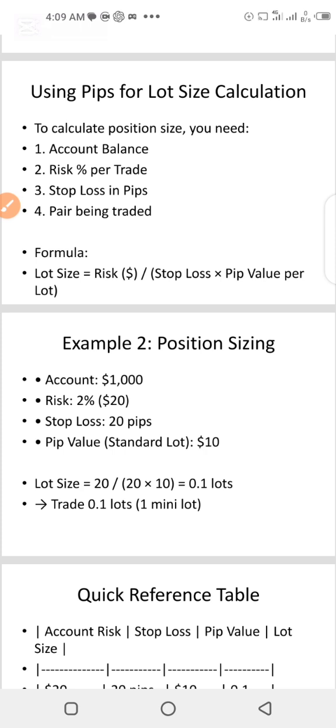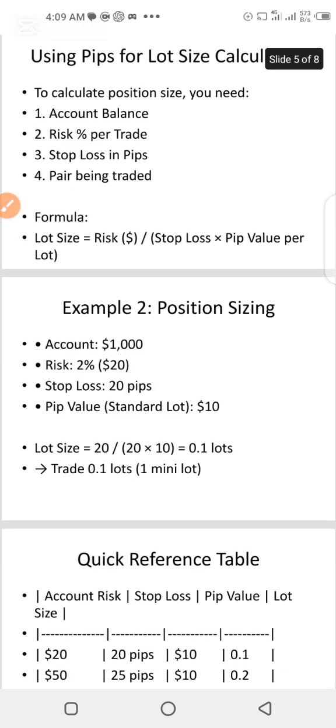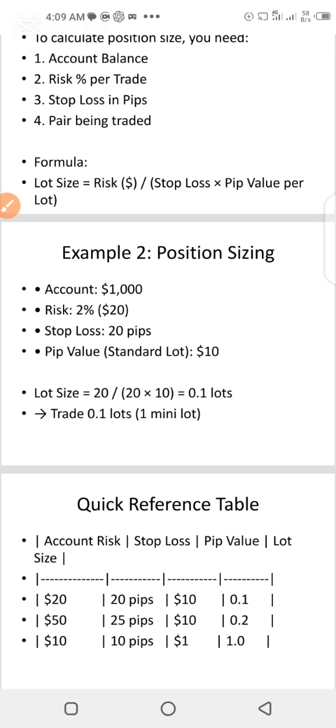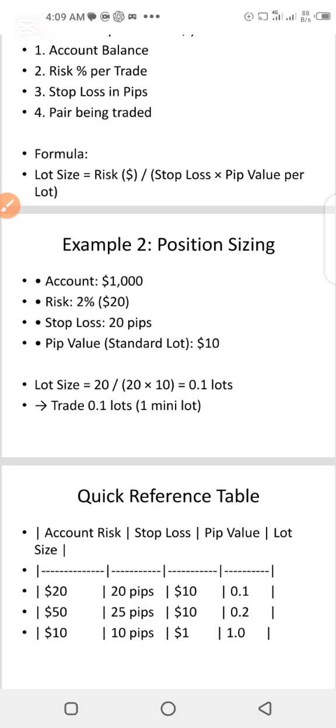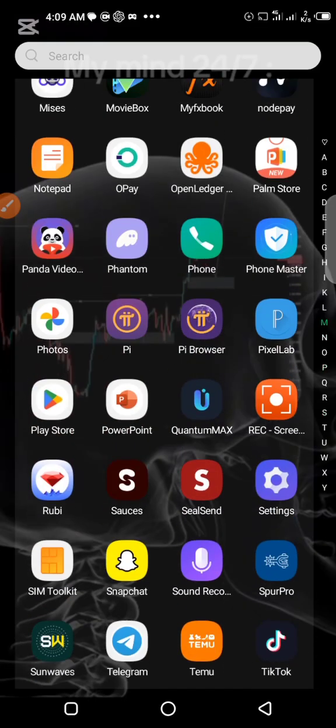Now pip value, that's standard lot size. You see it, it says $10. Now lot size is equal to 20 divided by 20 times 10, which is equal to 0.1 lots. That's $1. Let's go into calculation so that you guys will understand what I'm saying here.